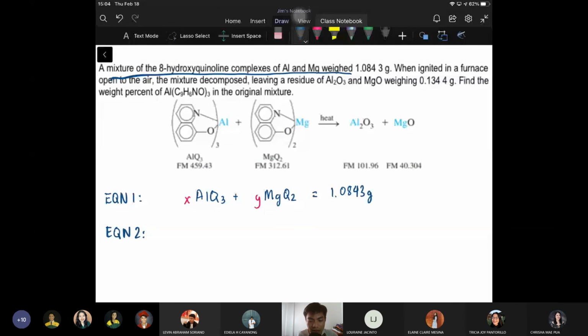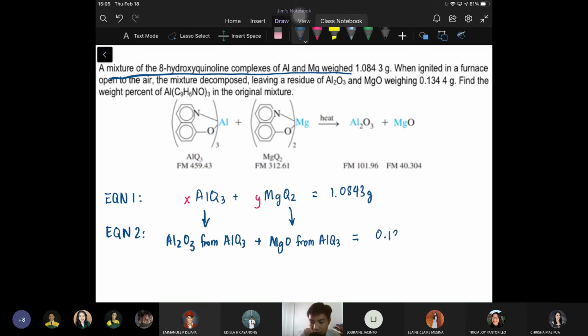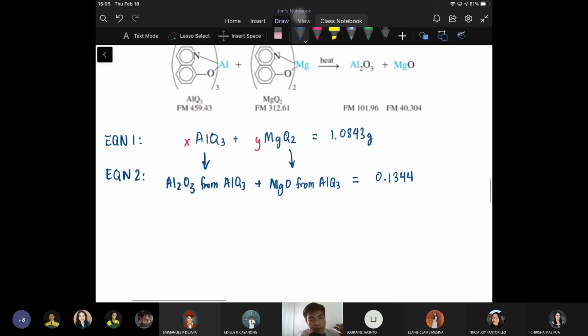Ano nangyari sa ating complexes? Sabi sa problem, itong AlQ3 na-convert daw to Al2O3. Itong MgQ2 na-convert daw into MgO. Pag pinag-add mo daw yung dalawang mass na yan, equal yan sa 0.1344 grams. Okay? So, ganito yung gagawin nyo.